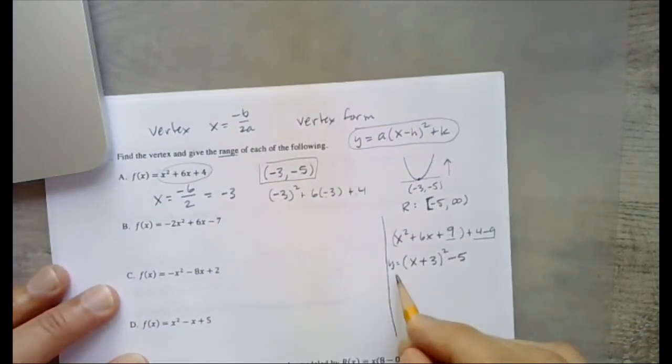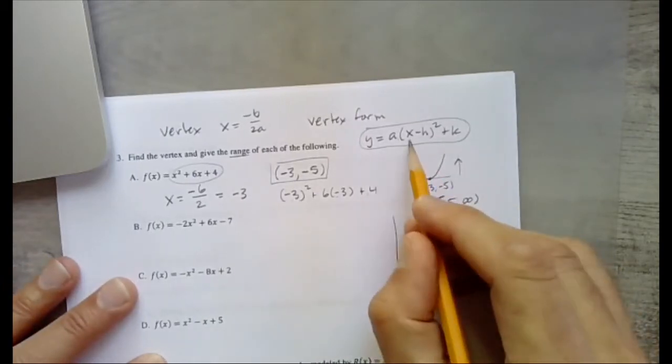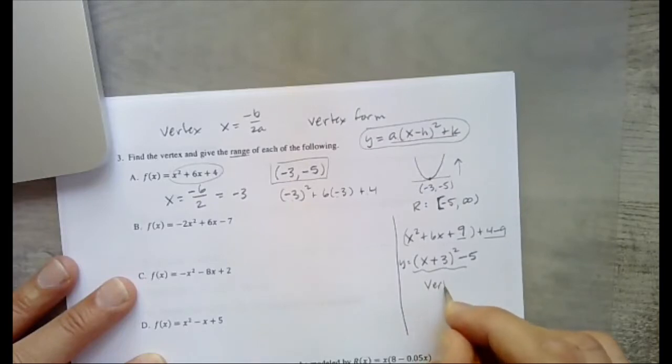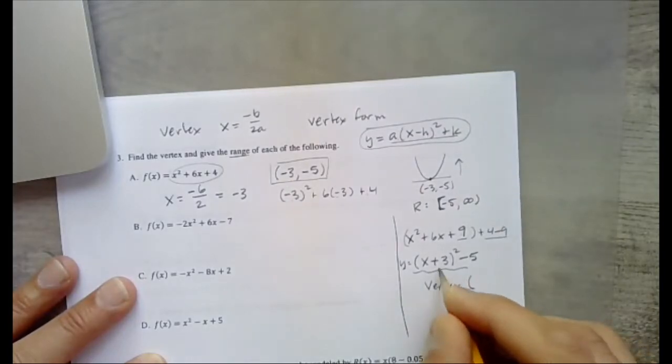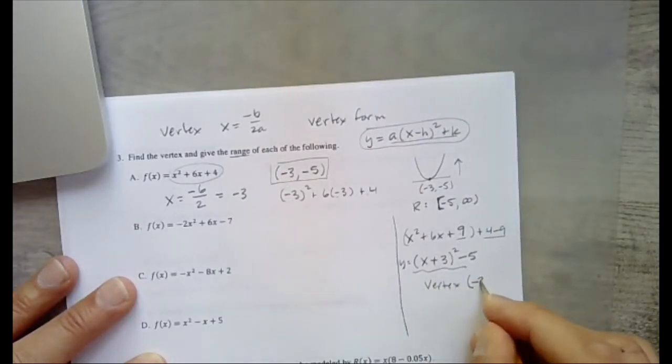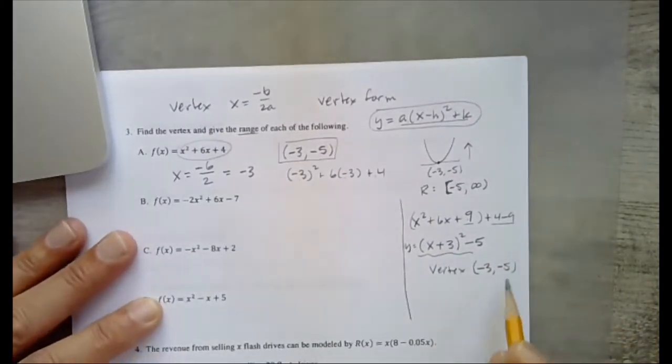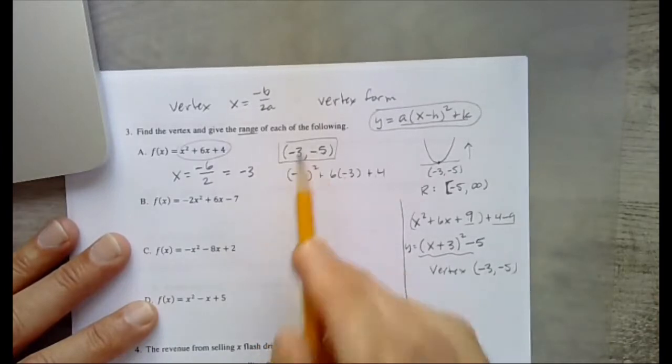If you go back to the vertex form of the parabola, it looks like this now, and the vertex is the opposite of this number and this number. So we end up with negative 3, negative 5 either way.